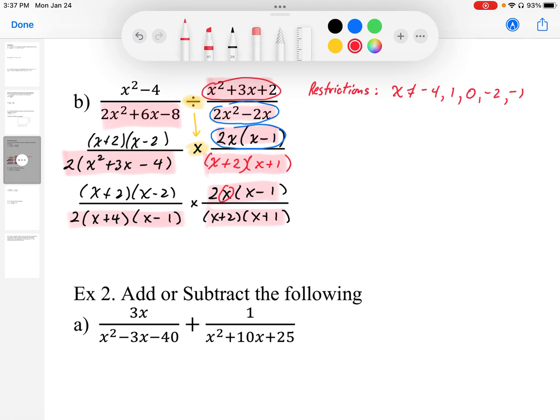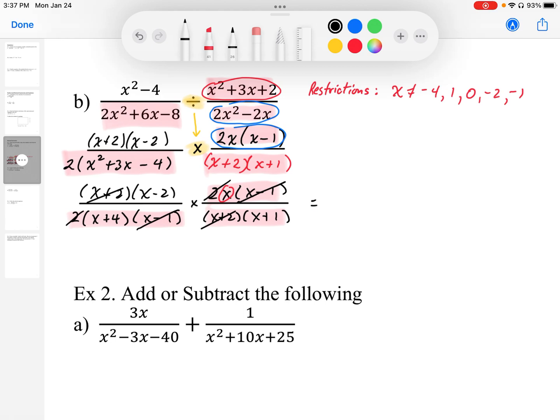Once I've stated my restrictions, I can start canceling out factors. So this times 2, divide 2, cancel out here. I've got an x plus 2, x plus 2 that cancel. Looks like I have an x minus 1, x minus 1 that cancels. And then it looks like that's about it.